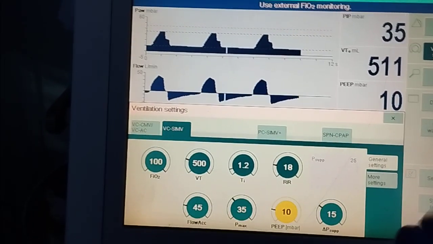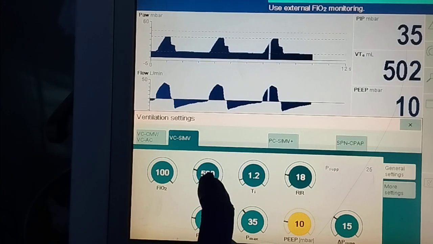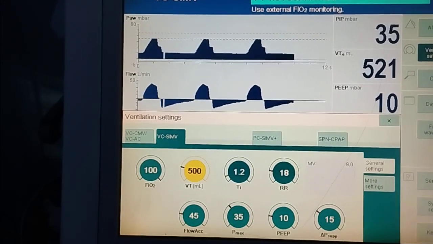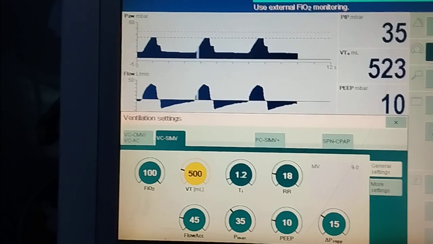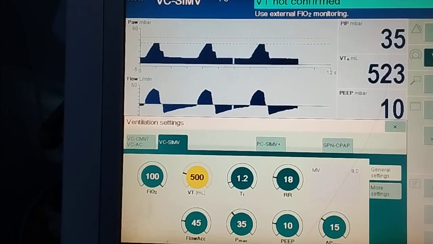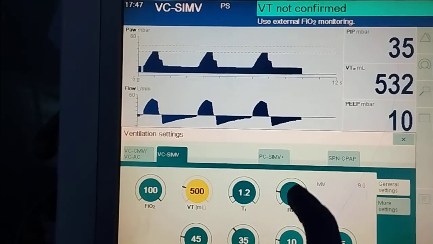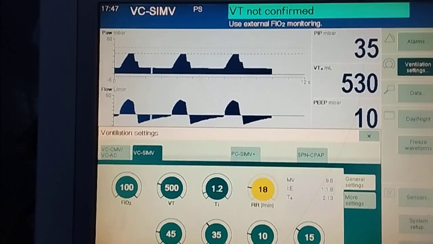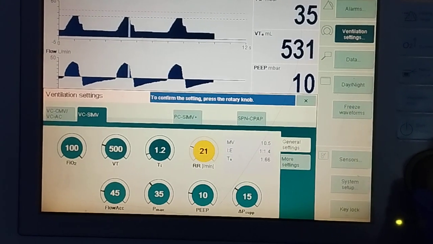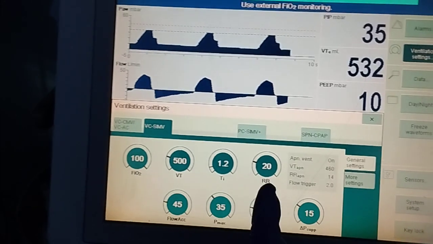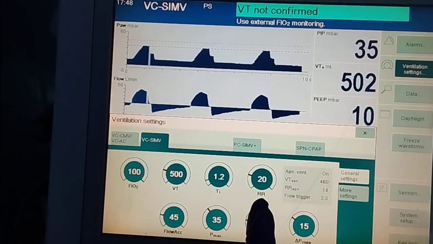But if we want to treat the type 2 respiratory failure, then I would increase his tidal volume. That I cannot increase a lot because it can cause barotrauma, so 500 is enough. And then I would increase his respiratory rate, because the minute ventilation, if it increases, the CO2 washout will increase. So let's say I'm taking it to 20, right? So if we control the tidal volume and respiratory rate, we can treat type 2 respiratory failure.